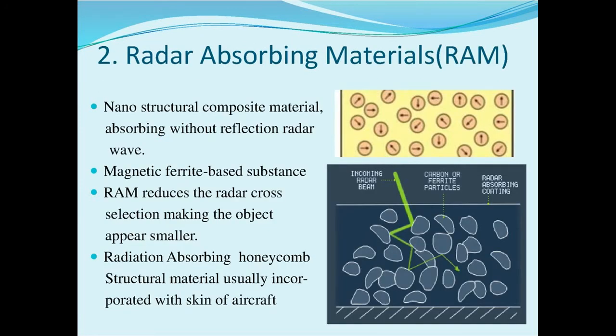Radar absorbing materials (RAM). A nanostructural composite material absorbing radar waves without reflection. A magnetic ferrite-based substance. RAM reduces the radar cross-section, making the object appear smaller. A radiation absorbing honeycomb structural material, usually incorporated with the skin of the aircraft.